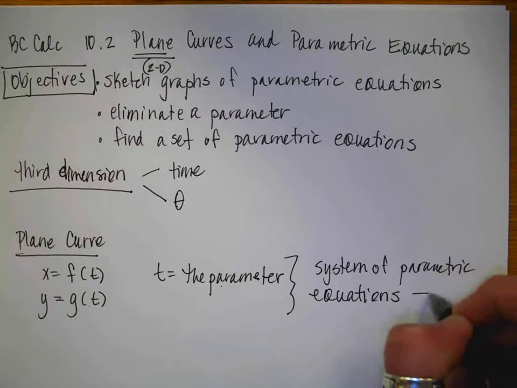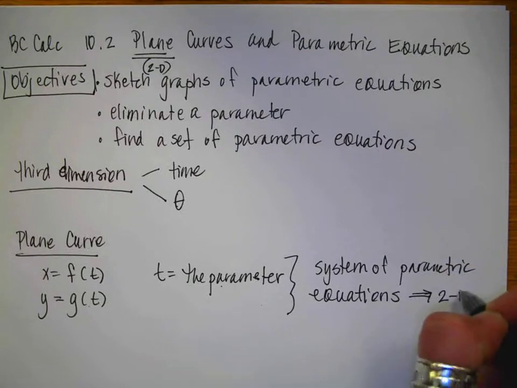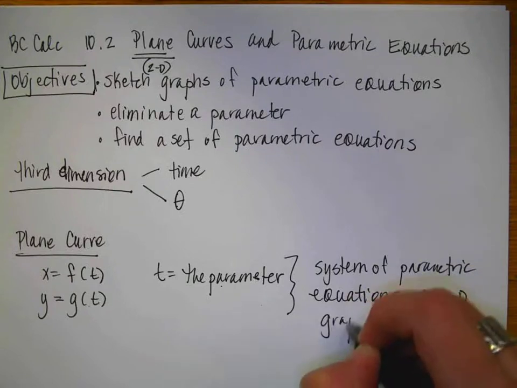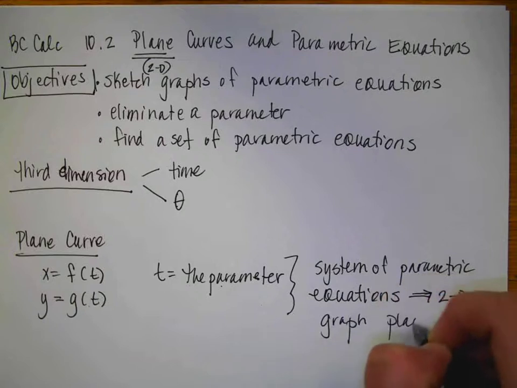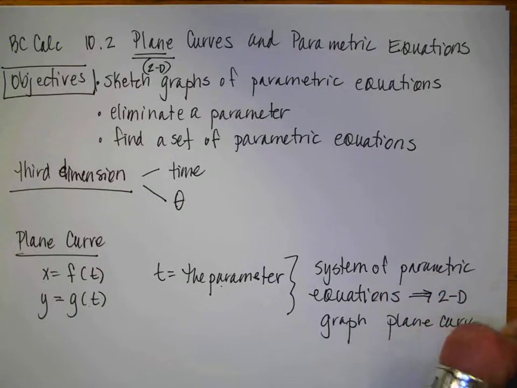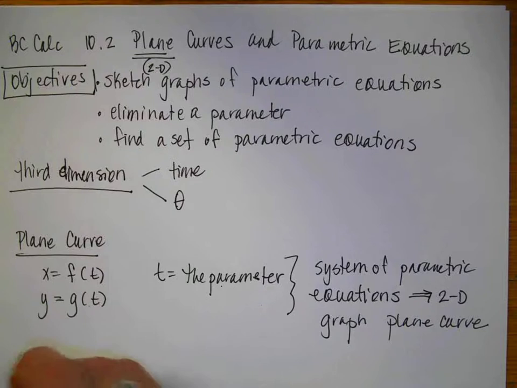and that particular system of equations is going to give you a 2-dimensional graph, and we call that a plane curve because planes are 2-dimensional because they extend in all directions but they don't have thickness. There's a crash course in geometry.